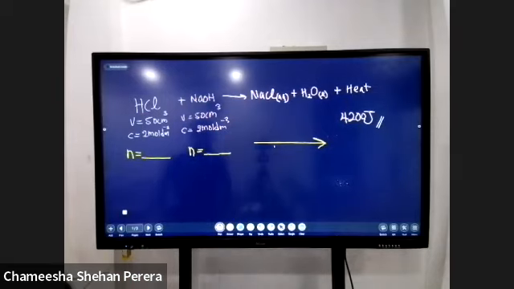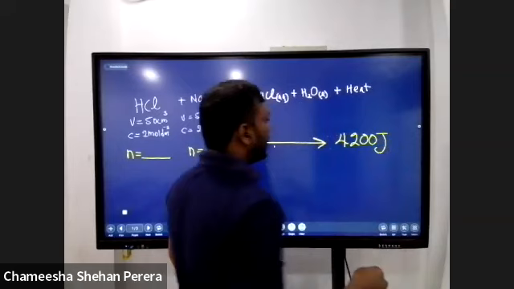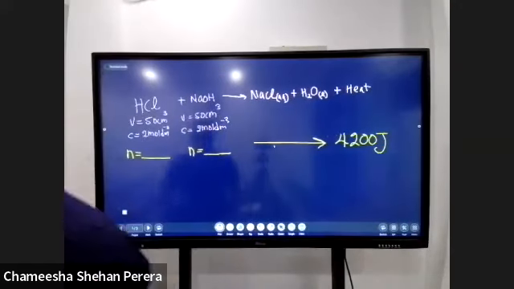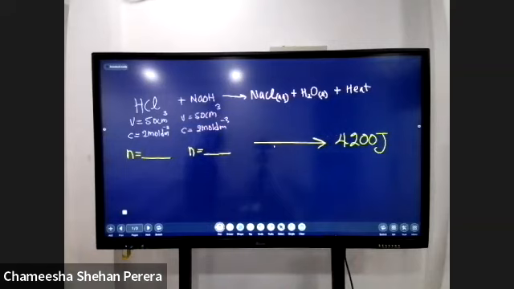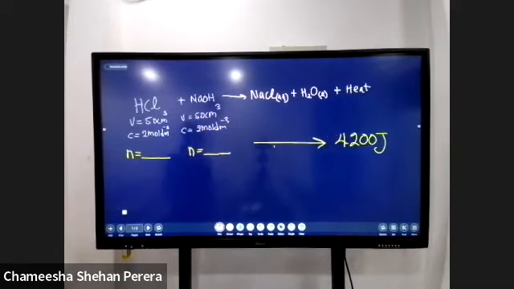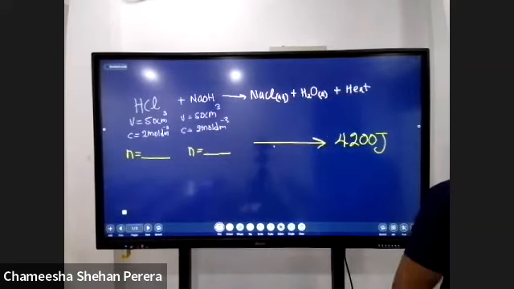The above experiment gives you the amount of heat evolved when some amount of moles of HCl got reacted with some amount of moles of NaOH.